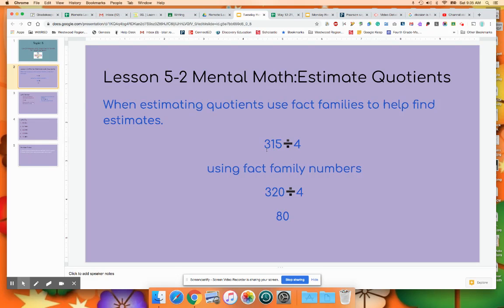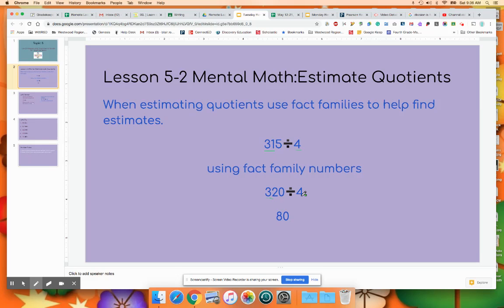Okay, so I have 315 divided by 4 here, and I don't want an exact answer, I want an estimate. So what I'm going to do is look at this 31 and the 4, right? And then I need to start thinking, what is close to 31 that's in 4's fact family? If I thought of my multiplication table for 4, it's 32, right? So to find my estimate, I would rewrite my number to 320, and that's fairly close to 315. Remember, you're trying to get as close to the original number as possible with your fact family.